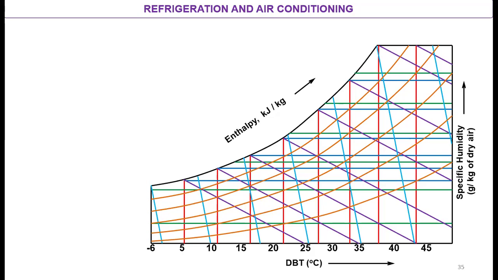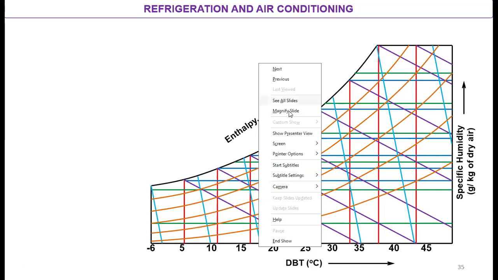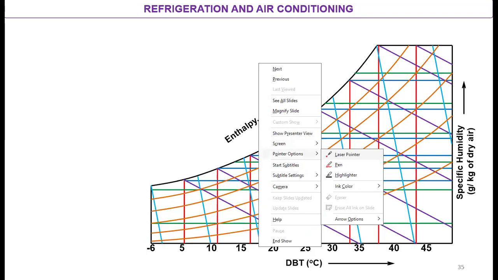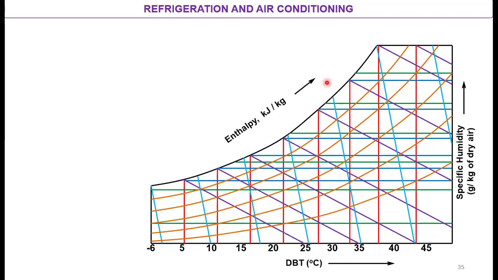Okay, so there was some disturbance in the internet connectivity, due to which we lost somewhere in between. So let us continue with the discussion. We are discussing the psychrometric processes. So let us start.